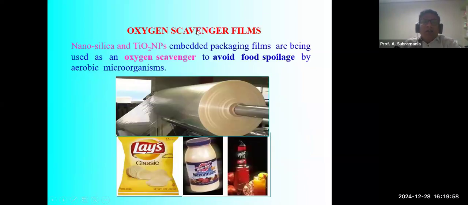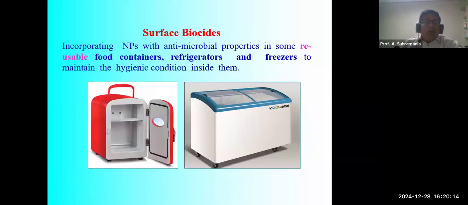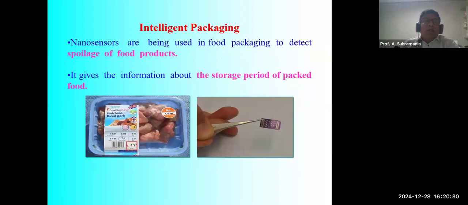Then oxygen scavenger films. So nanosilica and TiO2 particles embedded packaging films are being used as an oxygen scavenger to avoid food spoilage by aerobic microorganisms. Then incorporating nanoparticles with antimicrobial properties in some reusable food containers, refrigerators and freezers to maintain the hygienic condition inside them. Then intelligent packaging. The nanosensors are being used in food packaging to detect spoilage of food products. It gives the information about the storage period of packed food.